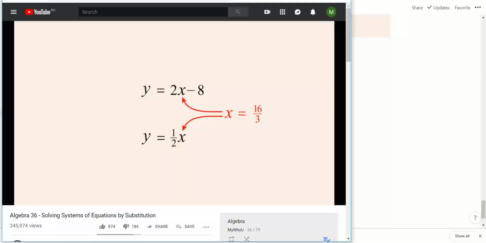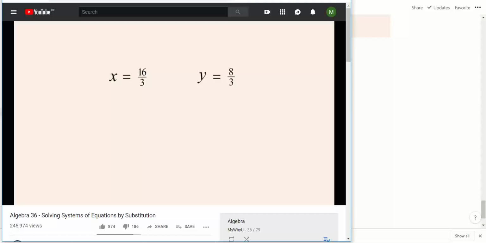Either equation will give us the same answer. So, since the second equation is the simplest, we will use it to find the value of y. Setting x to 16/3, we see that y is 1/2 times 16/3, or 8/3.